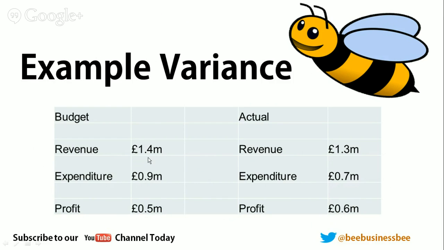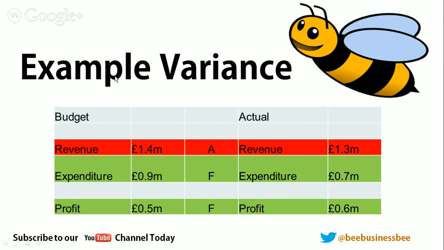What I want you to do really quickly is just think, were they adverse, were they favourable? Do it for each column. So was the revenue column worse or better than expected? So is that adverse or favourable? And then do the same for your expenditure budget, and then do the same for profit as well. Just give you a few seconds to think about that. So adverse or favourable for each column, and then let's move and have a look at the answers.